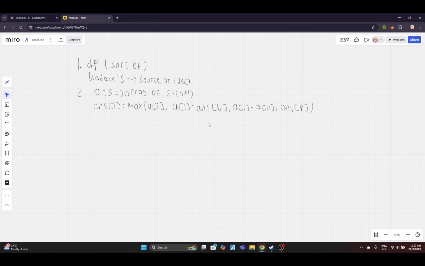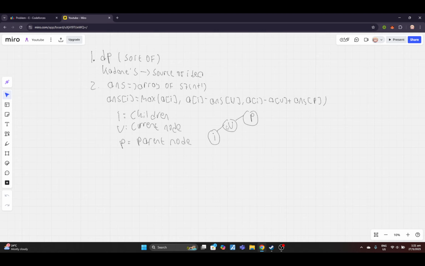So i is obvious, so we just need to do DFS. Okay, so the idea here is that i is the child, u is the current node, and p is the parent node. So something like this: i, u, p.